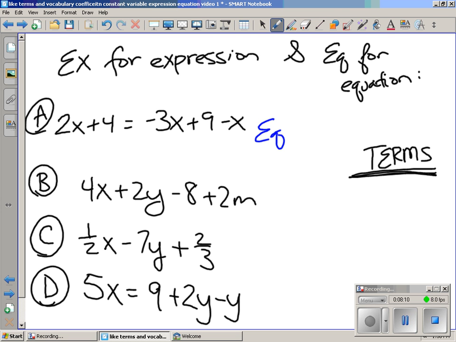Letter B, there is no equal sign, so this is an expression. Letter C, there is no equal sign, so it's an expression. And letter D is an equation because there is an equal sign in it.